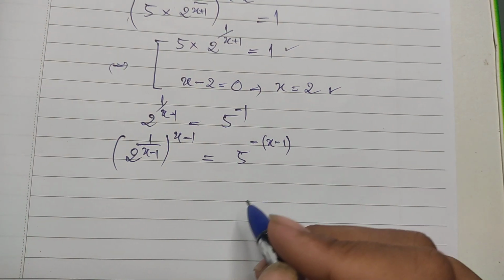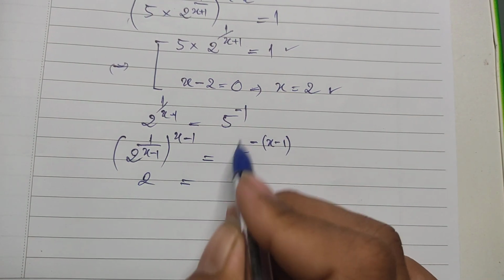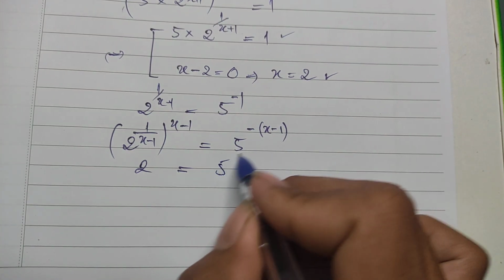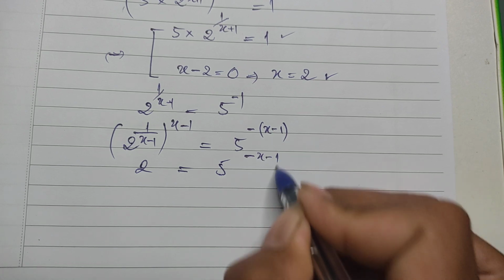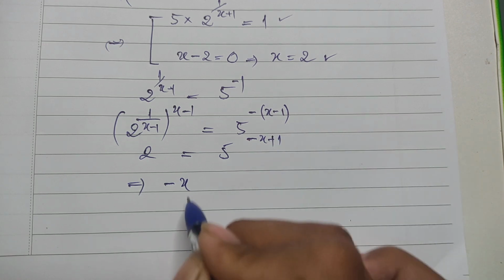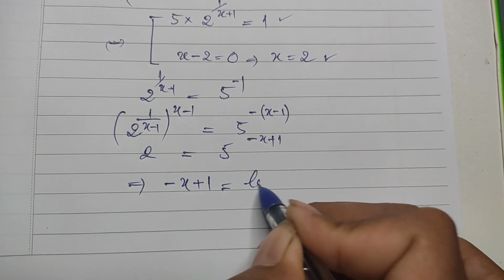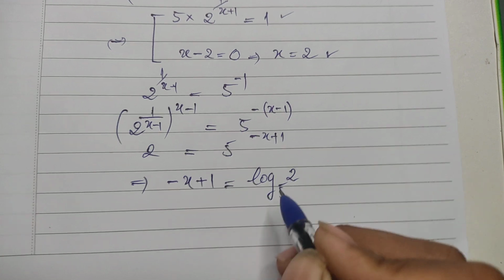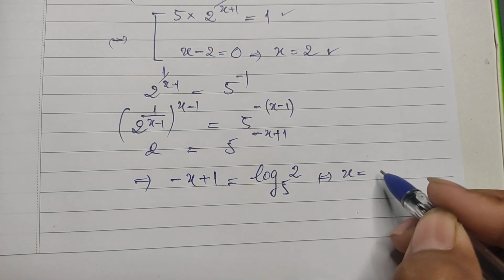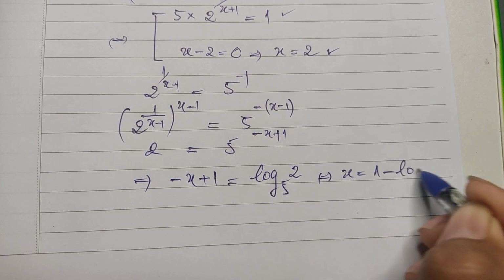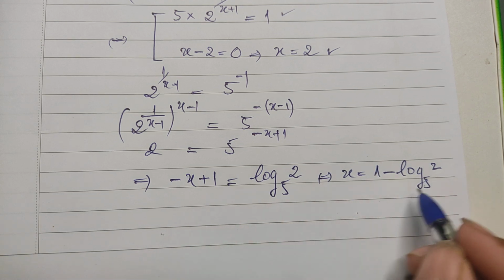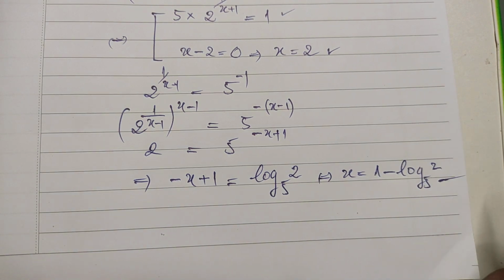And so I get 2 equals 5 to the power minus (h+1). And now I get minus h minus 1 equals log base 5 of 2. And I rearrange it, so I get h equals minus 1 minus log base 5 of 2. So we get this one solution of our equation.